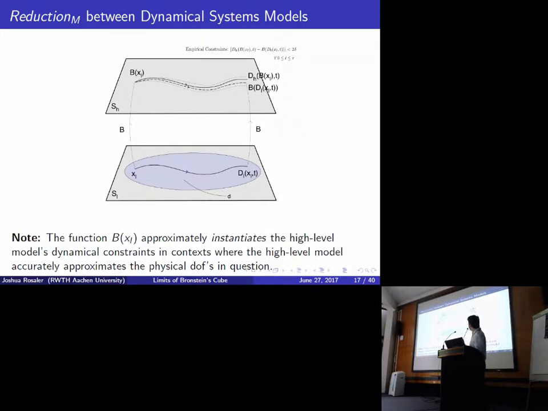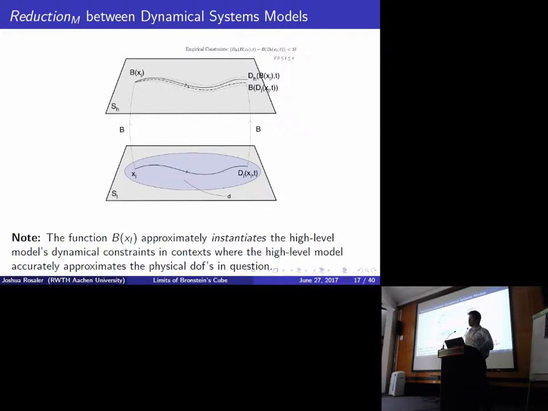The idea here is that there's a pattern one observes across many distinct intermodal reductions in physics, where one identifies a particular function of the low-level state that instantiates approximately the dynamics of the high-level model within a particular subset of the low-level space. As long as the state remains in this particular subset of the low-level state space, the dynamics induced on the high-level state space via this function will approximate the dynamics of the high-level model. So this function of the low-level state approximately instantiates the dynamics of the high-level model.